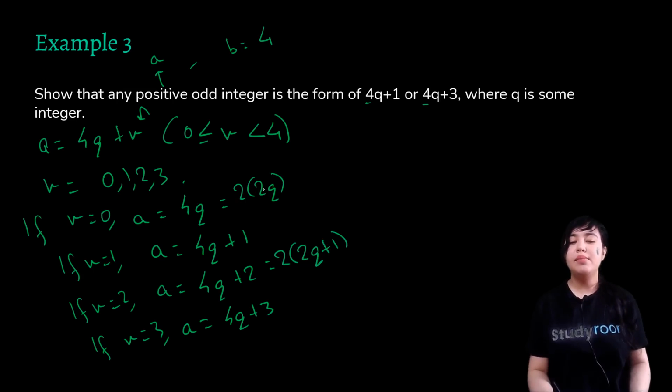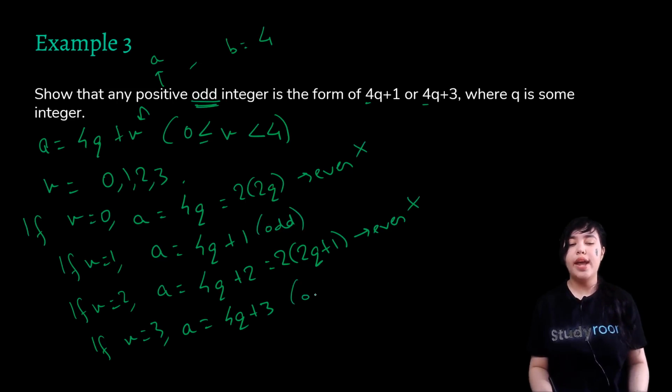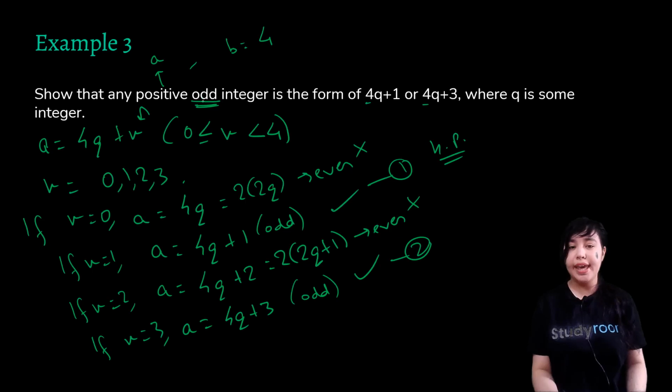So if I'm having any multiple of 2, it is always going to be even. So this is even, this is even. But look at the question carefully. It says you have to get the results for the odd integer. So we are not looking at this, we are just looking at the odd values, which are 4q plus 1 and 4q plus 3. And hence, looking at these two, say equations 1 and 2, we have proved that any positive odd integer a is going to be of the form 4q plus 1 or 4q plus 3.